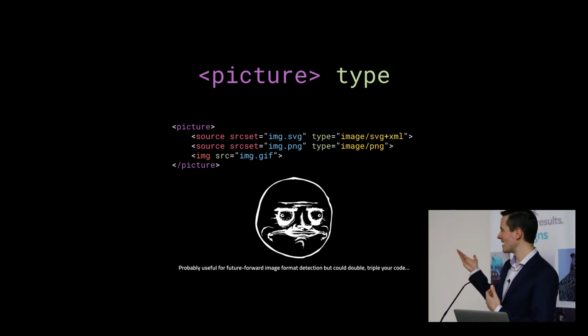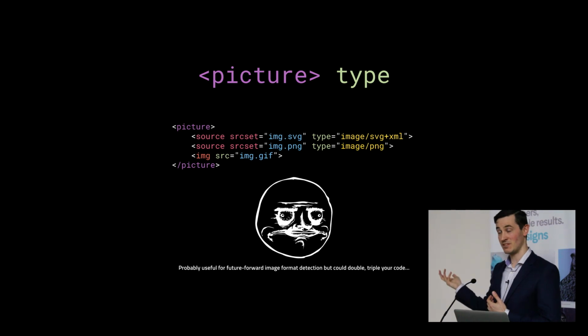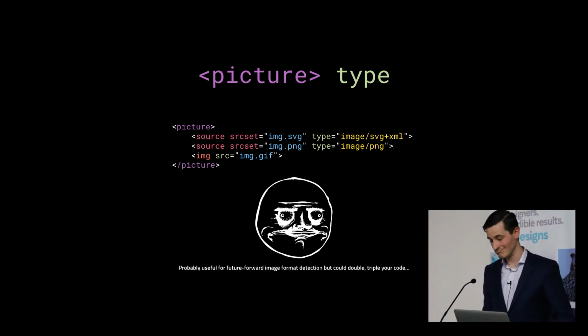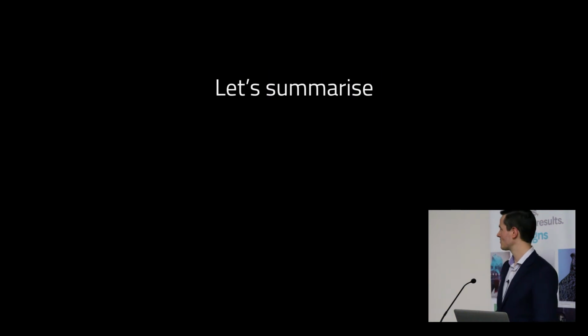Because if we do that, for every source that we have in a picture, we'd have to multiply that by the number of different types of images we wanted to choose. So different types, and so on and so forth. We could double or even triple the number of things we have to write into our picture. Let's summarize.